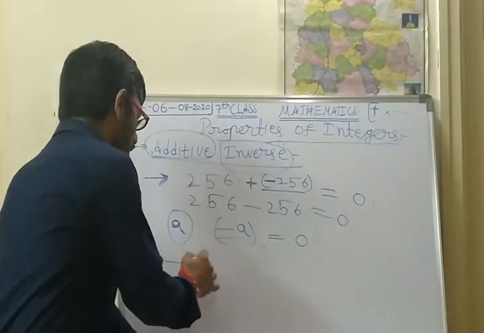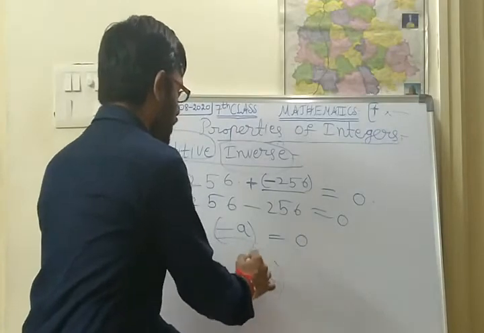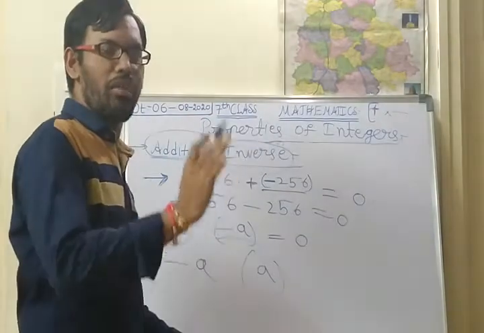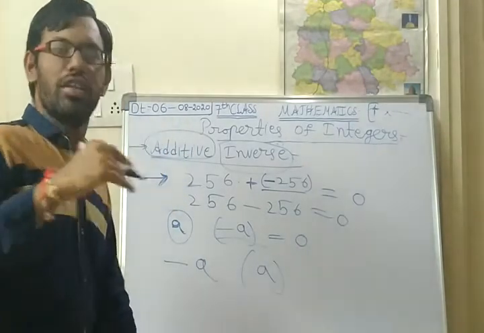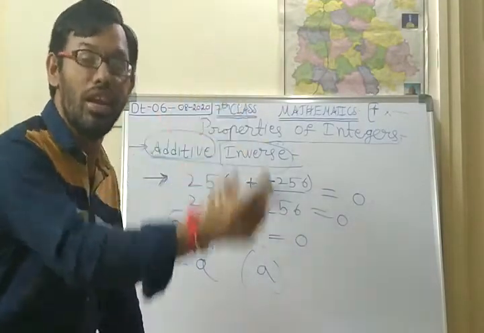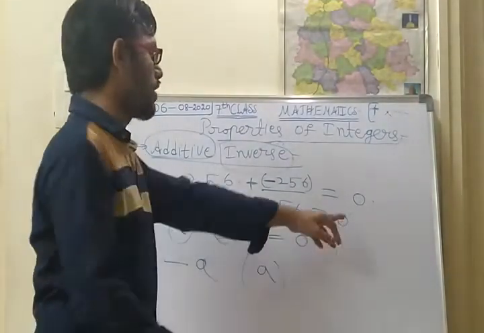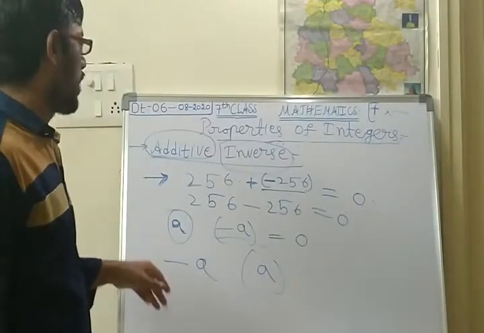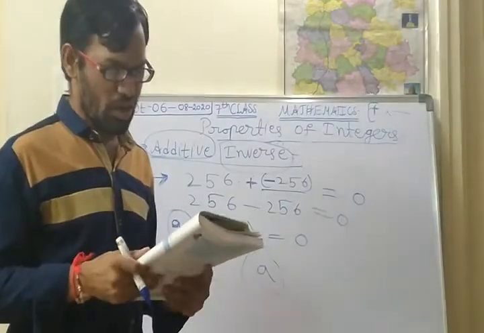Suppose you take any negative integer, then there exists an inverse integer for it. If you take a negative number, there will be a positive number. If you take a positive integer, there exists a negative integer with the same number. At that time the result will be 0. That is the property of additive inverse. I hope you have understood this concept very well.